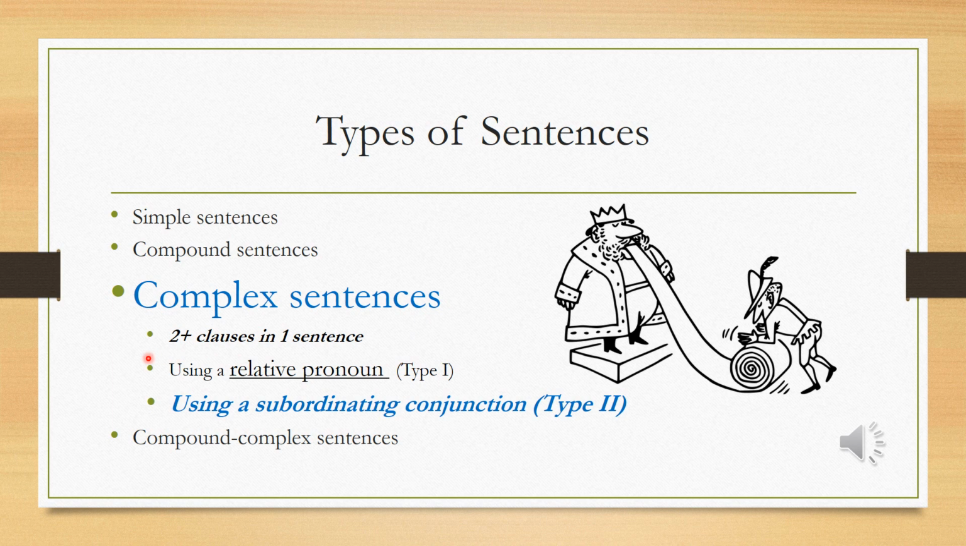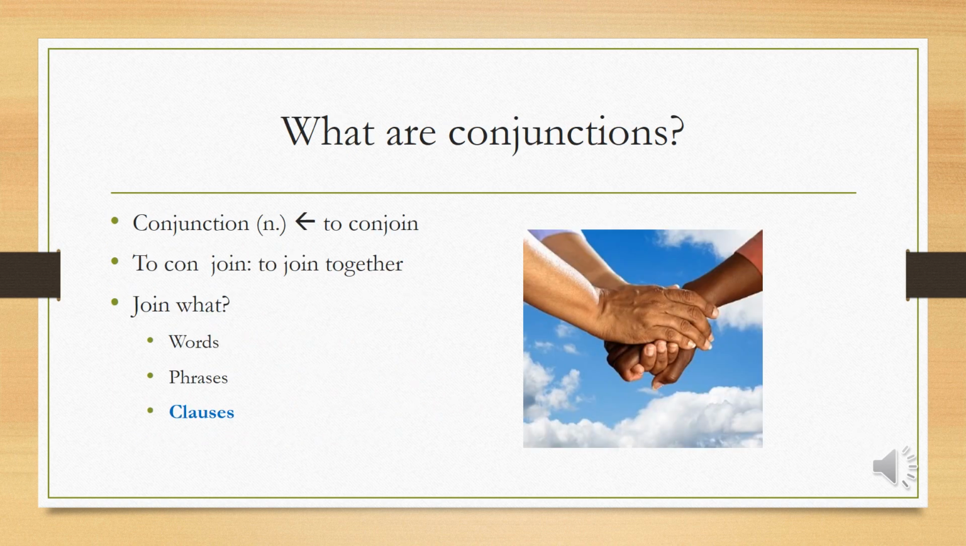All right, let's look again at our complex sentences. Well, there's a series of videos on the first type, which are complex sentences made up using a relative pronoun. But today we're going to look at a much simpler type of complex sentence, the one that's made up using a subordinating conjunction, which I'm going to call here type 2 complex sentence. Okay, so your first question here is, what is a conjunction, or what is a subordinating conjunction?